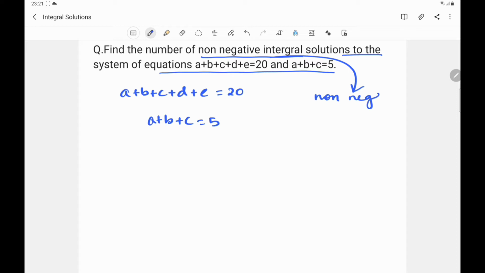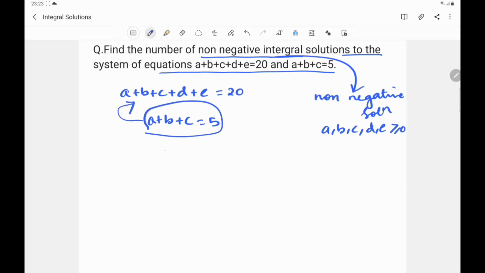As we know, non-negative integral solutions means a, b, c, d, e are greater than or equal to 0. So we'll substitute a plus b plus c equal to 5 in this equation. We'll get d plus e as 15, and we know that d is greater than or equal to 0 because it is given non-negative solutions, and e is also greater than or equal to 0.